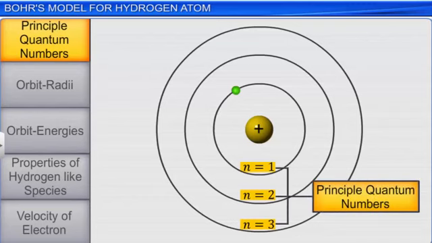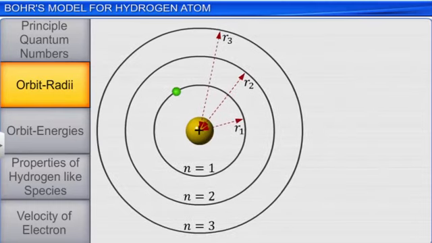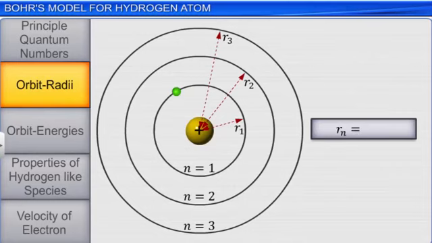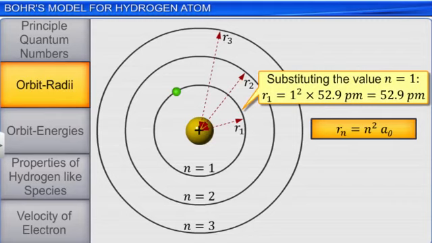The radii of stationary states or orbits can be given by the expression radius of the nth orbit Rn is equal to n squared multiplied by the constant A0, which is equal to 52.9 picometer. This means that the smallest possible value of r, or the radius of the very first orbit, where the sole electron of the hydrogen atom is found in its ground state, is equal to 52.9 picometer. This radius is called Bohr's radius.